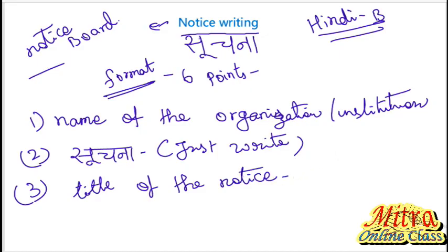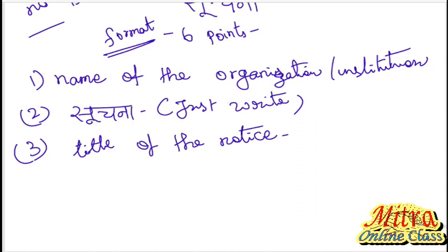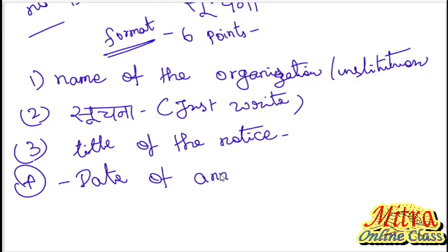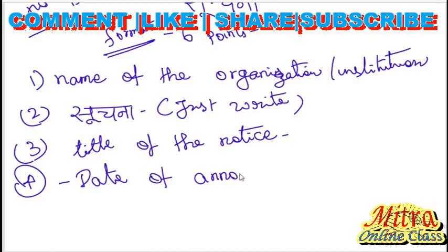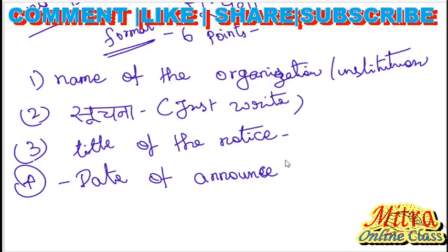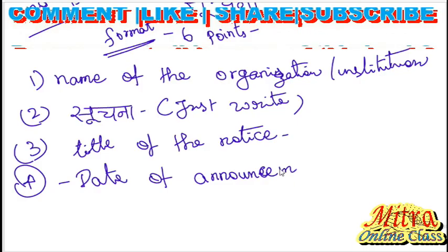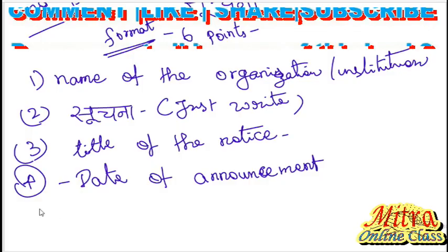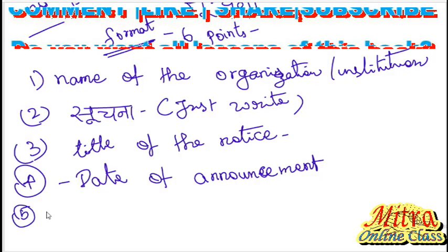And the date. The date is the date on which you are giving the notice. That is the notice date, and also the announcement date. So there we have to mention two dates. The first date goes with the title, the date on which you issue the notice and give the information. Then you come to the body of the notice.